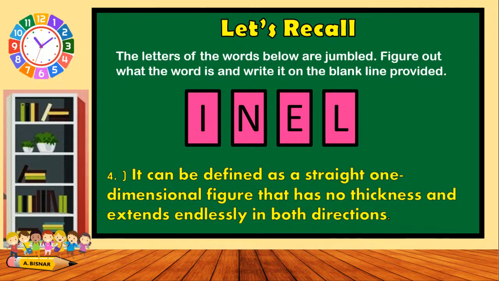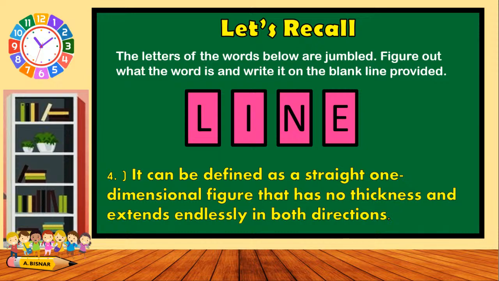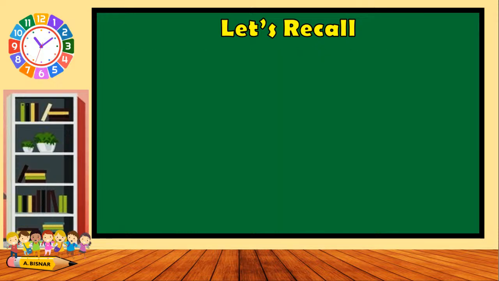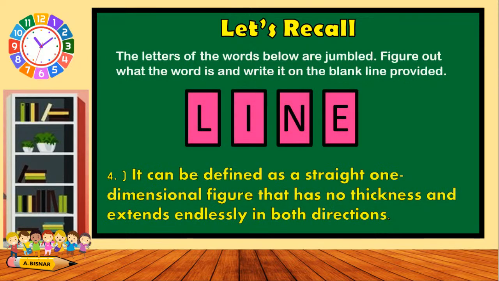Okay, next one. It can be defined as a straight, one-dimensional figure and has no thickness and extends endlessly in both directions. Nice one, ang bilis. The answer is line. So you have to remember these words because we will encounter this while we are studying about circles. Okay? Wait lang. Let's go back.